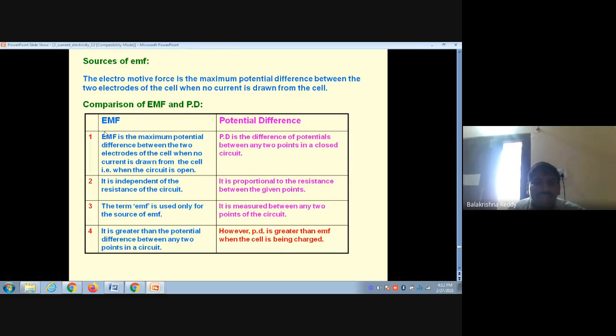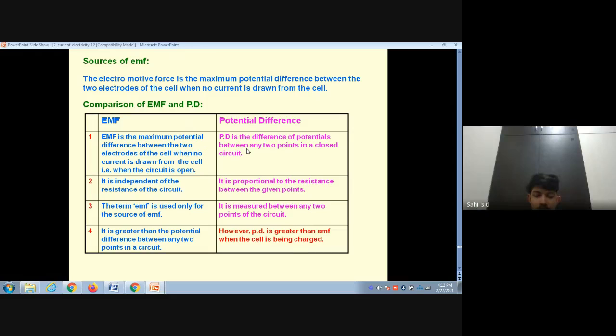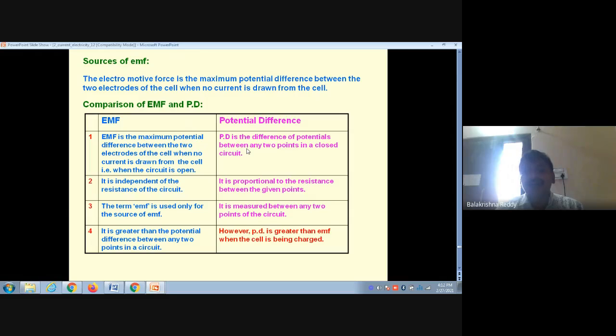So you can see here, EMF, electromotive force, is the maximum potential difference between the two electrodes of the cell when no current is drawn from the cell. Have you got my point here? The difference you can find here: the potential difference is the difference of potentials between any two points in a closed circuit. EMF is only the battery's property, independent of the resistance of the circuit, with no relation to the external circuit.